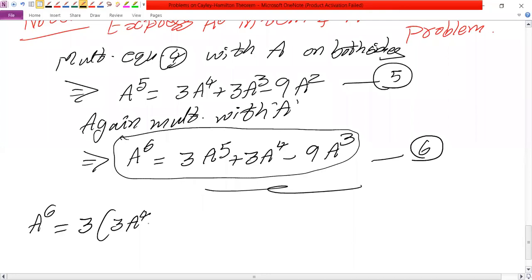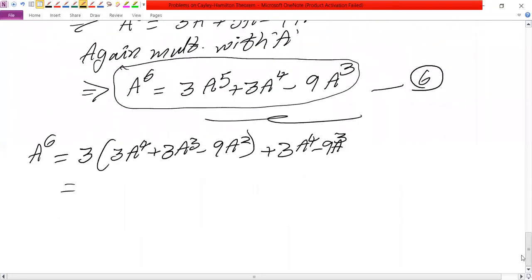3A power 4 plus 3A cube minus 9A square plus 3A power 4 minus 9A cube is equals to, how we can write? I am writing directly. 9A power 4 plus 3A power 4 becomes 12A power 4, plus 3 3s are 9, 9A cube minus 9A cube, so the A cube term does not exist. So what is the next one? Minus 9 3s are 18, 18A square. So this is A power 6.